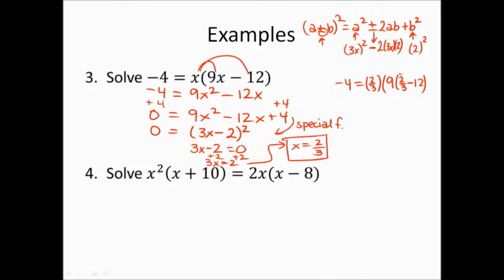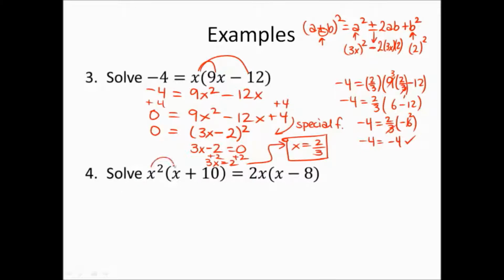And you can check that for yourself. You'll get 2/3 times, and 9 times 2/3 will be 6 minus 12. -4 equals 2/3 -6 cancels. So that should be -4 equals -4. Great, it checks. It's always good to check your answers because sometimes you will find, especially in certain cases, it might not work. Most of the time it will though.